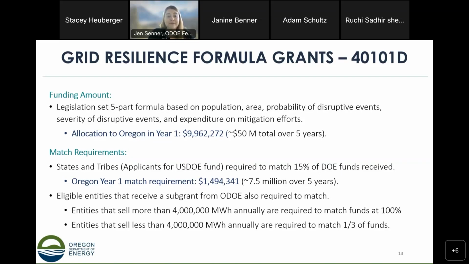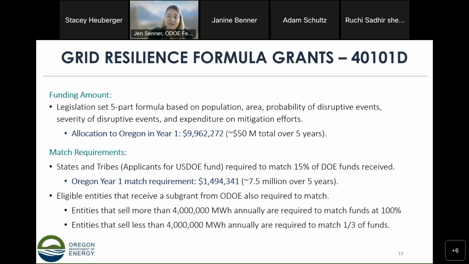In addition to the federal funds that are available under this opportunity, there are also requirements of match dollars. To provide a little context of what match dollars means, it's essentially funding that a state or tribe as the applicant to the U.S. Department of Energy would need to provide to align with the scope of this work so that they are able to bring in those dollars to show that they're contributing as well to the project. And for states and tribes, the match requirement is 15% of the federal funds. So for Oregon, what that translates to is just a little shy of $1.5 million for the first year.